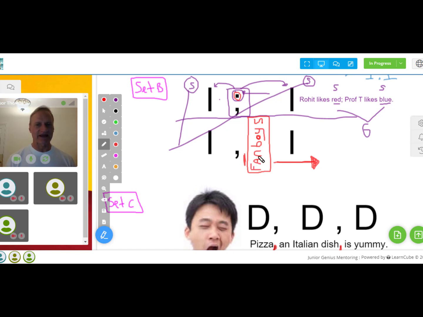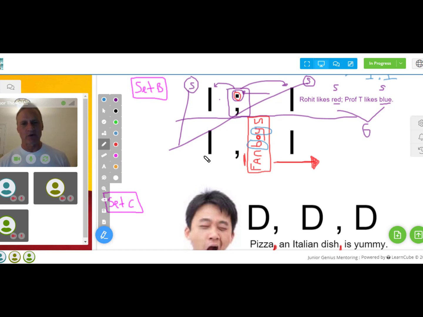F-A-N-B-O-Y-S. For, and, nor, but, or, yet, and so. If you haven't learned this rule yet, you might want to write it down. Once again, F is for, A is and, N is nor, B is but, O is or, Y is yet, and S is so. Probably learned that in school. The other way that you could kind of remember this is but and yet. Those are pirate flags. So they're kind of related on that one.